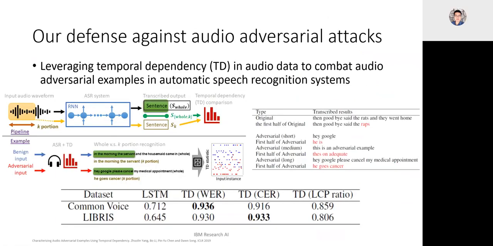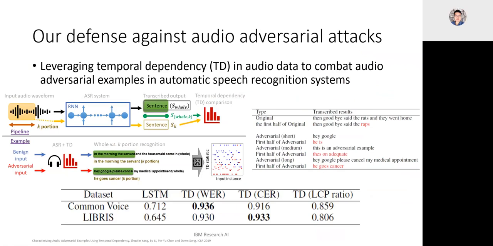So the way we detect these audio adversarial examples is really leveraging the temporal dependency nature of the audio speech recognition system to find the discrepancy between benign and adversarial inputs. So the way we did it is we first passed the whole audio input to the system, and we obtained a corresponding sentence. Then we try to chop off the input sequence and only pass the chopped version of the sequence through the system again. Then we compare the counterpart of the whole sequence and the chopped sequence.